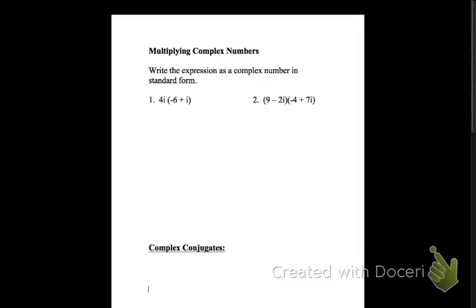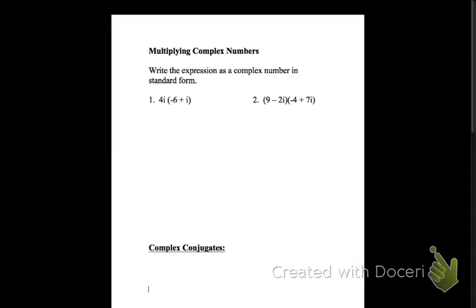Lesson 4.6, multiplying complex numbers. So we just learned about adding and subtracting complex numbers and realized that was pretty simple. Multiplying isn't much different, except there's one thing we do have to look out for. So let's try our first one and see what happens.